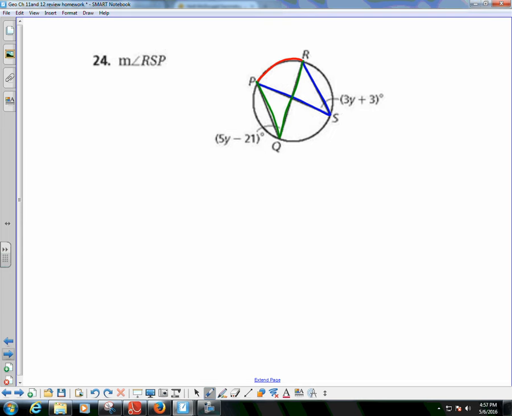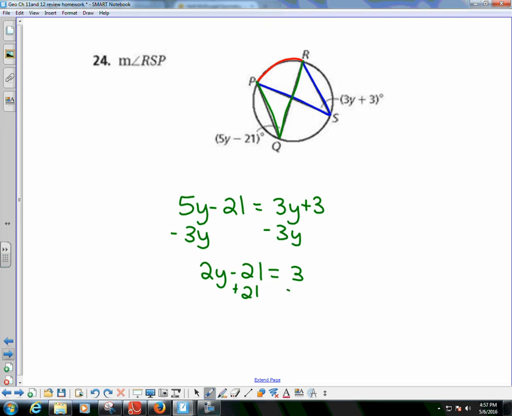both of these angles share that arc, and listen, you might need to be able to regurgitate this phrase for me come test day. You might need to say, the reason why I know that I can make those things equal to each other is because they share the same arc. So I'm going to say that 5y minus 21 equals 3y plus 3 because they subtend the same arc, they share the same arc. I'm going to subtract 3y from both sides. 2y equals 24, which means y equals 12.